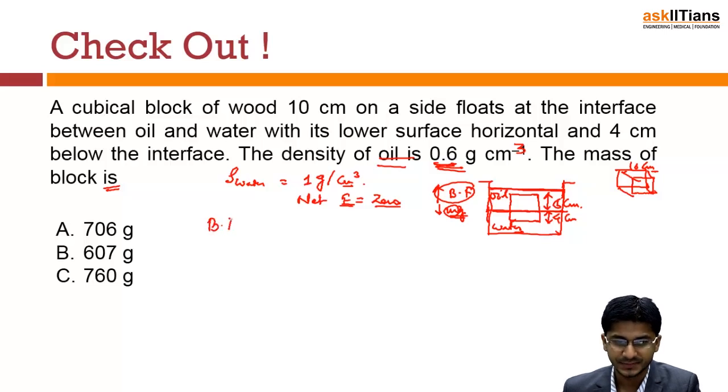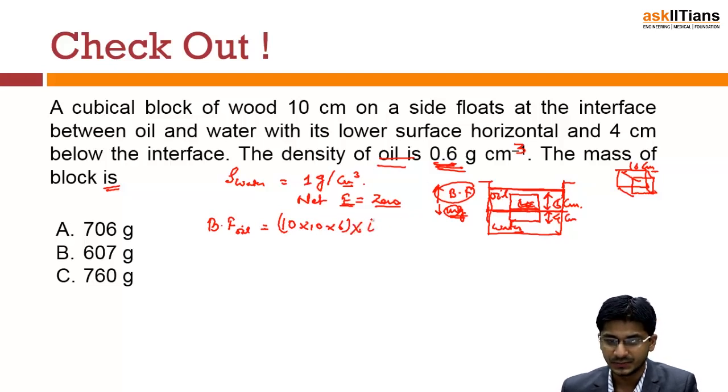Now the buoyant force acting due to the portion submerged in oil, we will first find out this. Buoyant force due to this portion that is submerged in the oil. Now we know that the buoyant force is the weight of fluid displaced. Now the oil displaced by this is the volume of this fluid. Now the volume of this will be 10 into 10 into 6. This is the volume of fluid displaced by this. This is the volume into its density, which is given as 0.6. And then we have g.